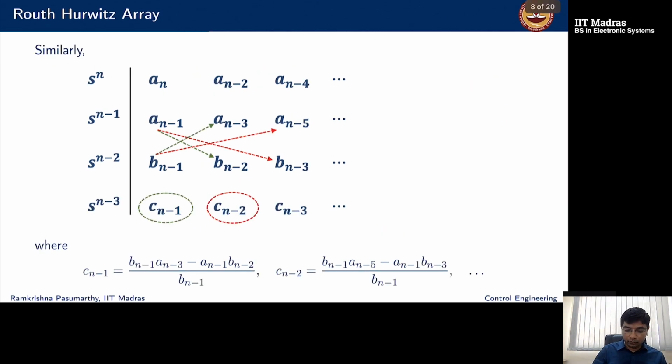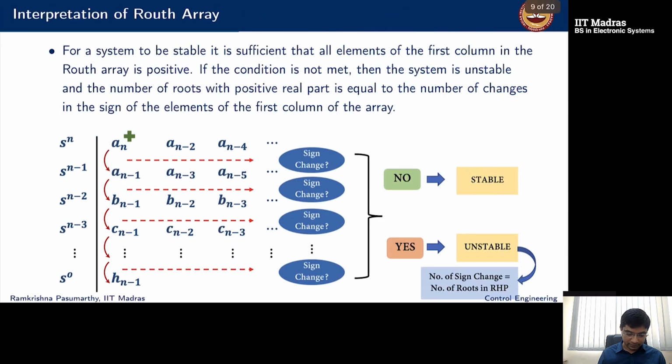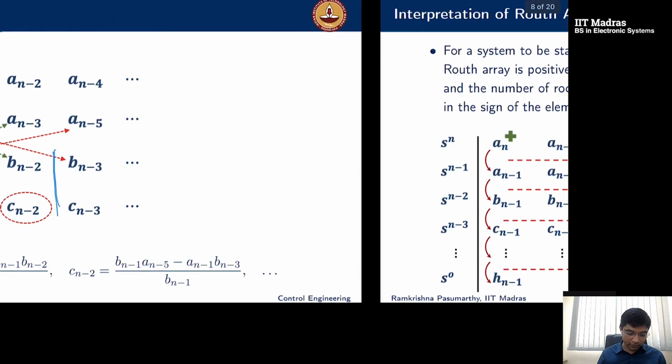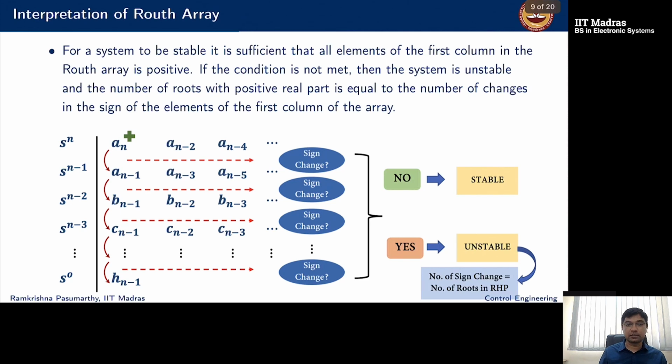Once we have computed b_n-1, I can compute c_n-1 by looking at the same formula. So now it's like I'm looking at the negative determinant of the matrix which just sits above, divided by the coefficient just above what we are computing. So similarly for c_n-2 and so on. Okay, so it's a bit of a mechanical process, but we will see what this means.